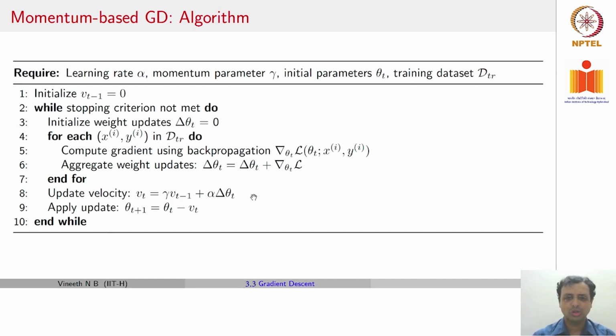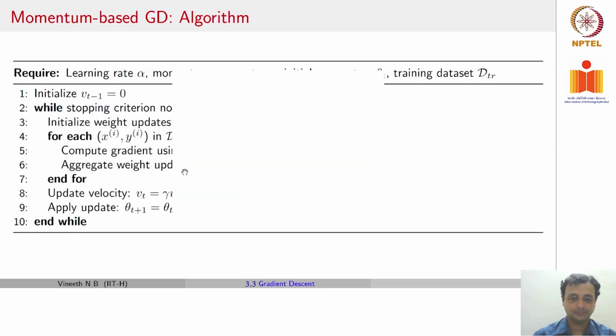One small change here is we removed the 1 by d training cardinality of the training set, just for convenience. You can assume that when we aggregate the weight updates, you're subsuming that there and taking the average across the training data points. So for convenience, you're going to avoid that.